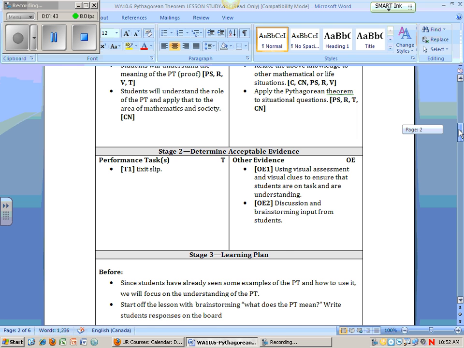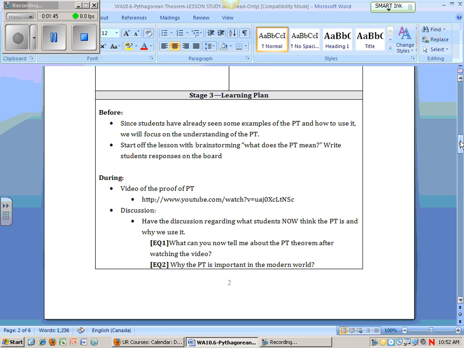So the learning plan. This is kind of how we wanted our lesson to go. Since the students have already seen the Pythagorean theorem, we wanted to brainstorm examples of what it was and how they would use it. So, a little bit of recall, to get their minds going on what this Pythagorean theorem is. But we wanted to focus more on the understanding of the Pythagorean theorem. So start off the lesson with brainstorming. What does the Pythagorean theorem mean? We would write the student responses on the board.